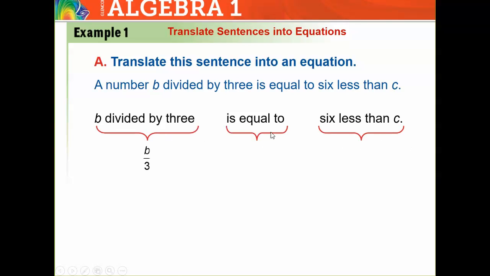So each of those 3 parts break down into a different part of the equation. You have the B divided by 3 part, the equal to part, and the 6 less than C part. So again, that is our equation. We could solve that equation for B or C. And that's kind of what we're building up to. Right now we're writing them. Eventually we'll be solving them.